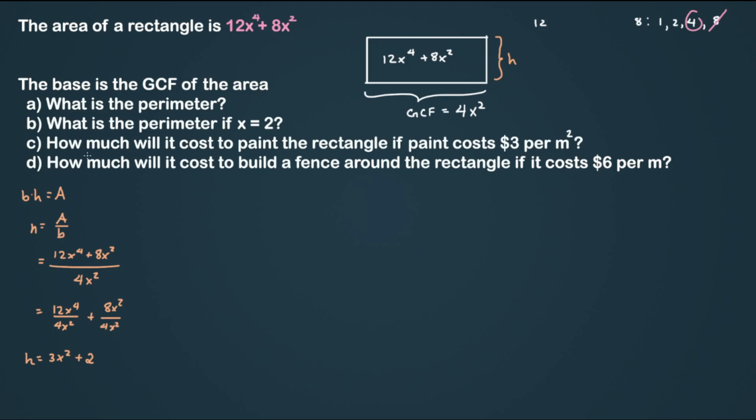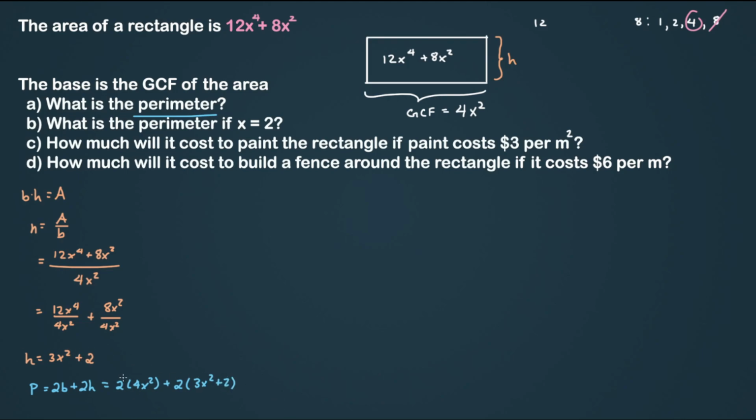Great. So question 1 is asking, what is the perimeter, right? And luckily now we have the base and we have the height. So to find the perimeter of a rectangle, we can do base plus height, or something else you can do is just write 2 times base plus 2 times the height. Okay? And we know what base is. Base is 4x squared. And we know what the height is. It is 3x squared plus 2, right? We just found it over here.